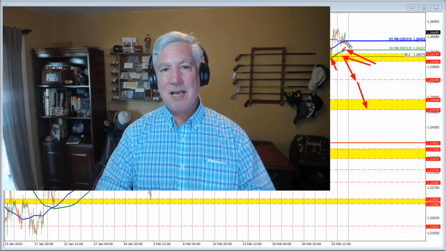So that's my technical look and roadmap for this currency pair. It kind of sets the stage for what needs to be done to keep the buyers in control and what would increase the bearish bias. And that's what traders look to do.